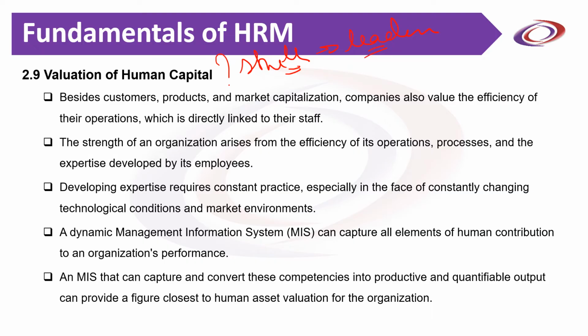So besides the customers, products and market capitalization, companies also value the efficiency of their operations, and these operations are directly linked to their staff. Better the staff workings, better will be the efficiency of the operation. So it has a positive relationship. And then the strength of the organization arises from the efficiency of its operations. Again, it is developed by its employees.